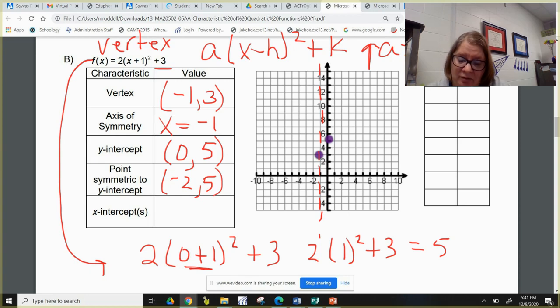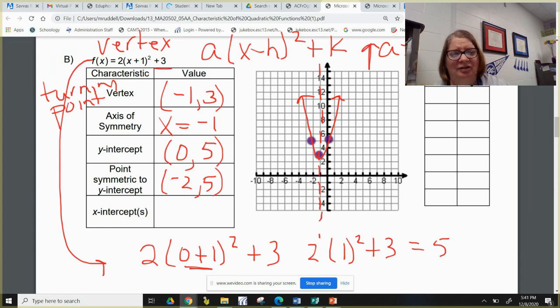Now, think about this. Here's our point symmetric to the y-intercept. Let me go to the dots. There we go. So here's this parabola going to go like this, right? You know, this word vertex means turning point. The vertex is where that parabola turns. What's our other thing we're supposed to find? X-intercept. Does this have any x-intercepts? It does not.